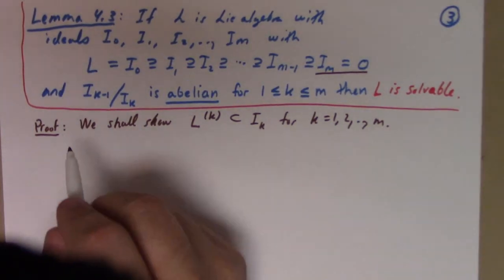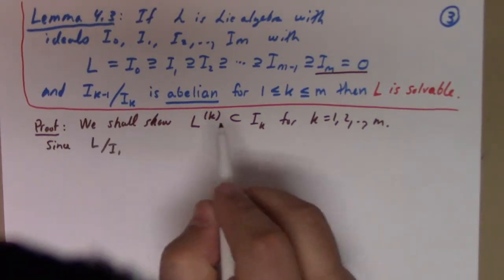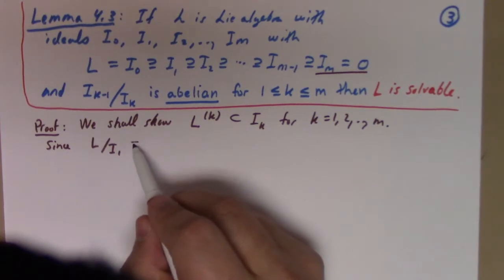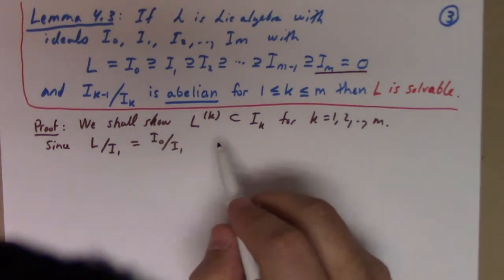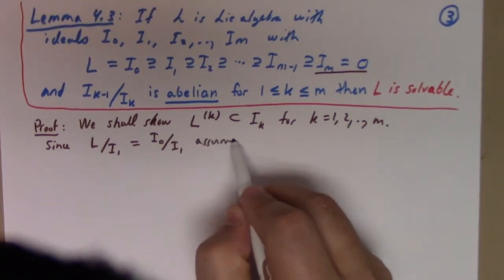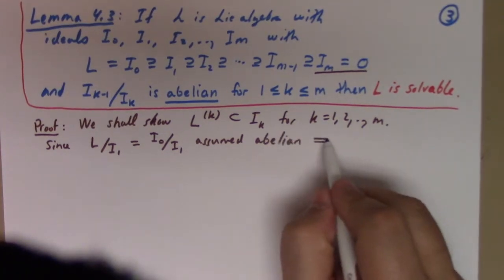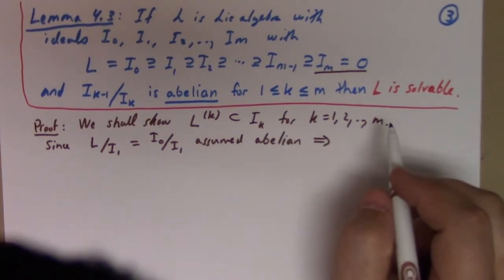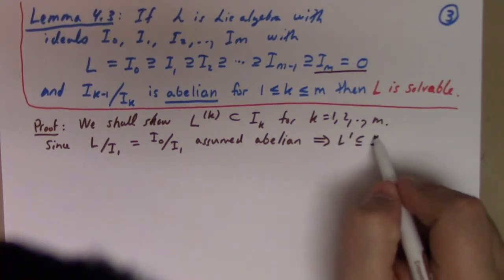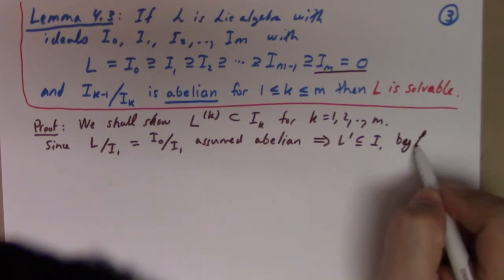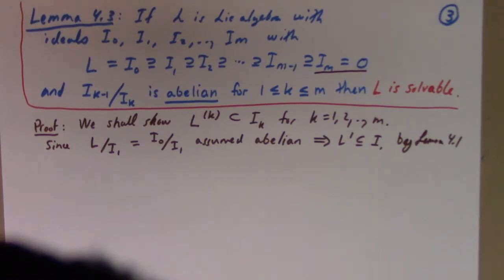Okay, so here we go. He says, since L mod I1 is abelian, right? We assume that. Well, L mod I1 is I naught mod I1, which is assumed to be abelian. Right. So I1 contains L prime. Why do we know that? By lemma 4.1. Oh yeah, we did just get done proving that.